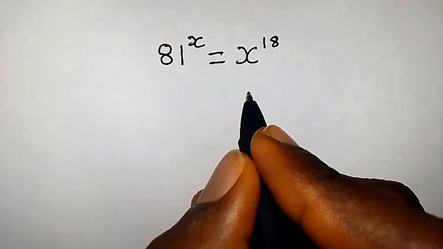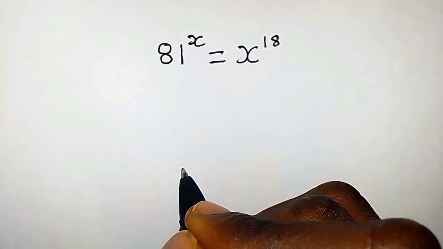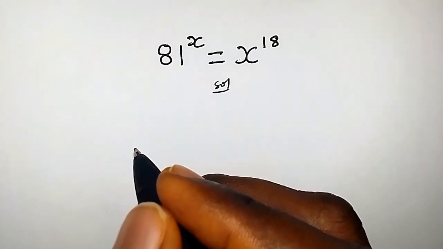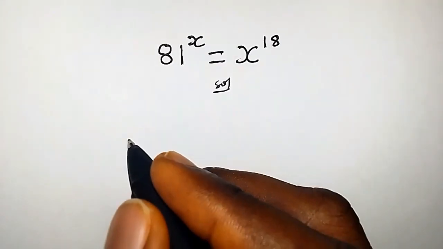81 to the power of x equals x to the power of 18. How do we solve for x in this equation? Solution. We'll be using two methods to solve this equation. So let's take a look at the first method.